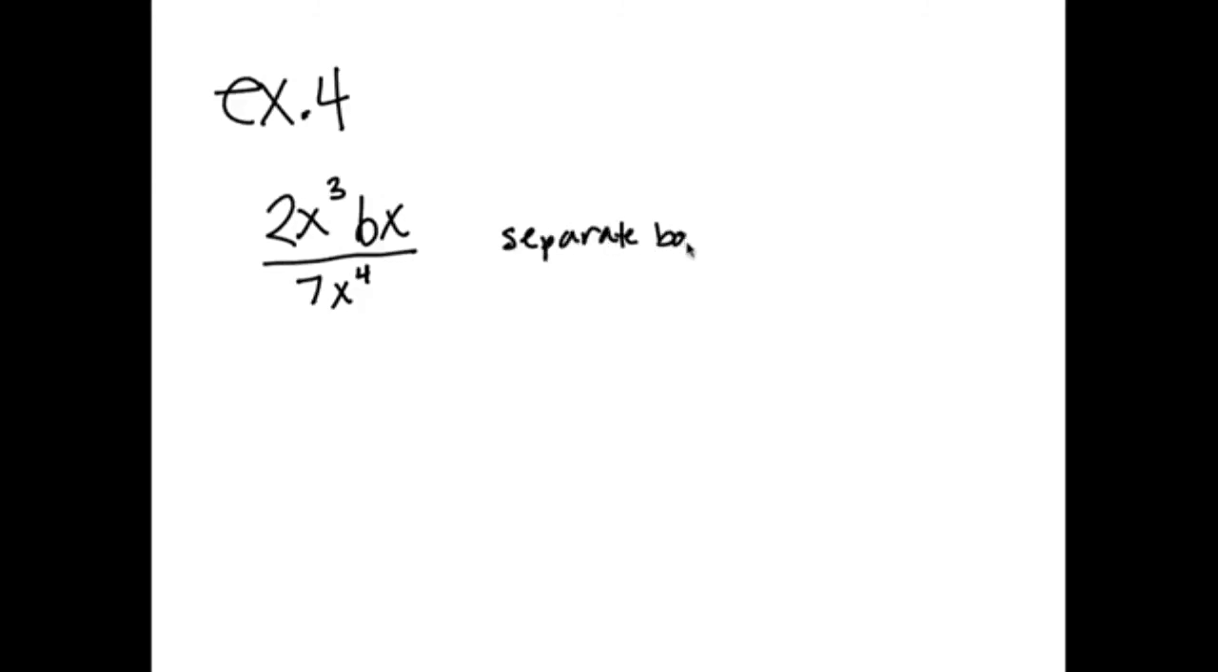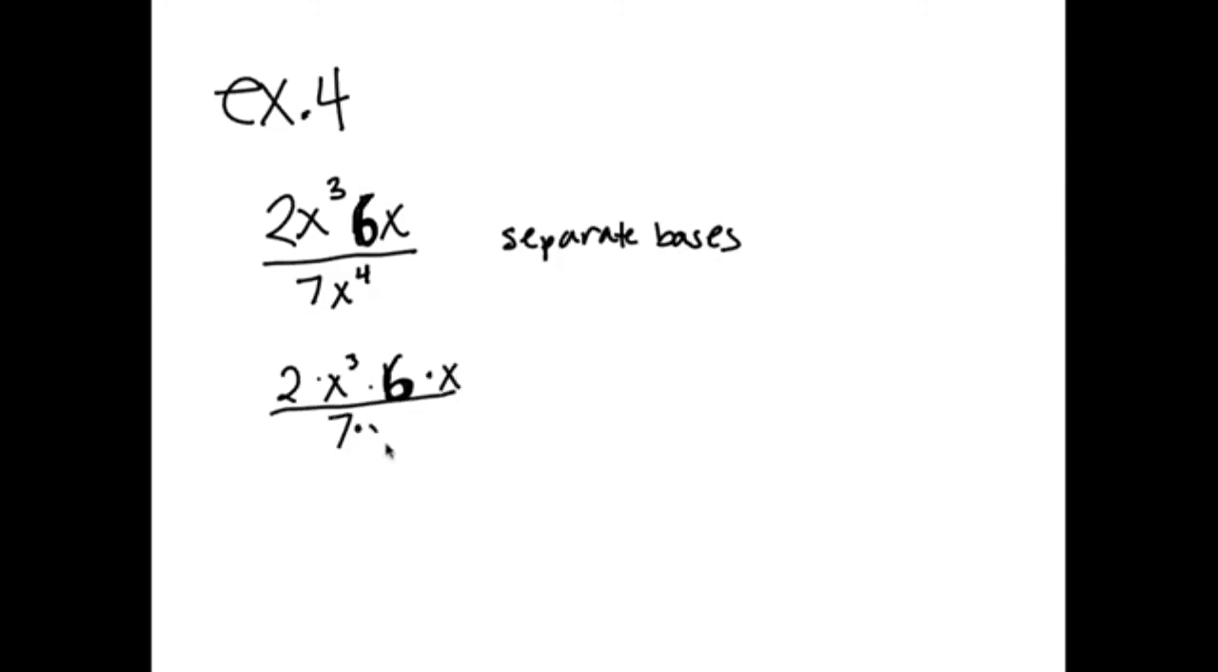And finally, example 4. So we have 2x to the third times 6x over 7x to the fourth. So again, we look for negative exponents. There are no negative exponents. Now we want to simplify the numerator and simplify the denominator. And that's a 6, by the way.